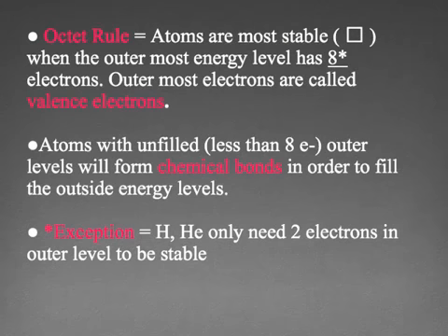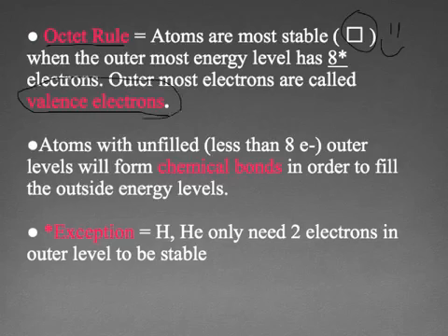So the next thing I want to introduce is the idea of the octet rule. And what this states is that atoms are most stable, and by the way, this box was supposed to be a cute little smiley face, but it translated weird to my video software. So atoms are most stable or most happy when the outermost energy level has 8 electrons, okay? And by the way, the electrons in the outermost energy level we call valence electrons. That's just a special name we give to those electrons.